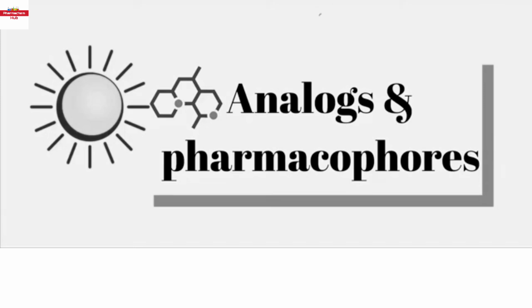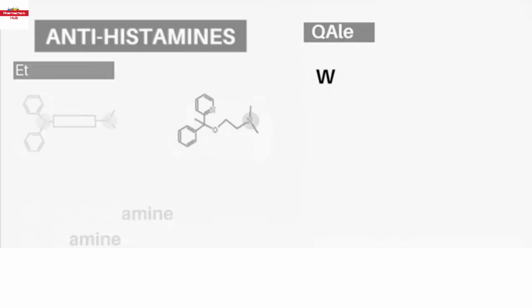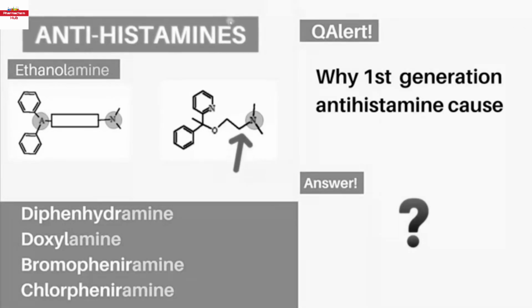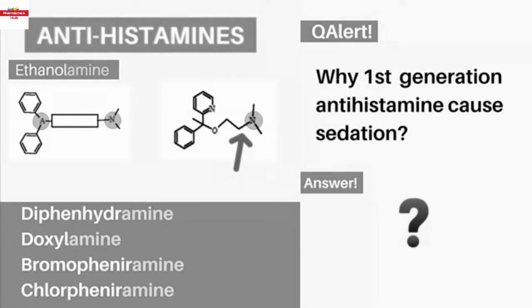So here begin some important analogs that always come up in the exams. The first one I would like to begin with is antihistamines. There are first generation antihistamines, second generation antihistamines, and also third generation antihistamines. But I would like to begin here with one first generation antihistamine, that is ethanolamine, which is a highly tested point in the exams.